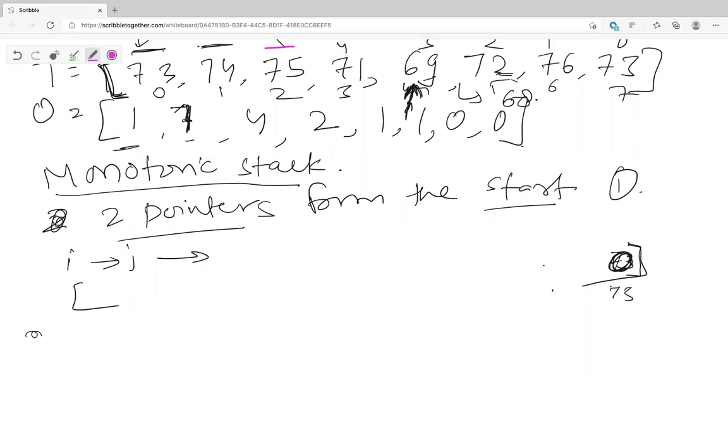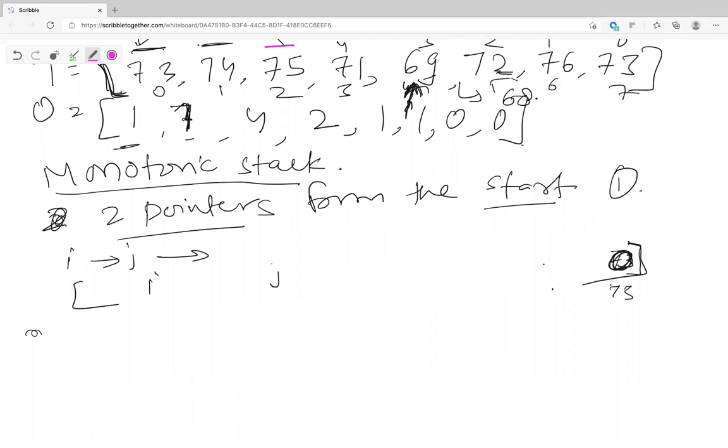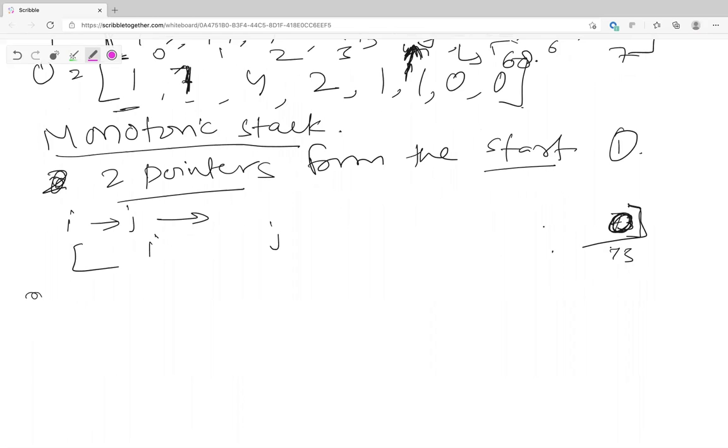So basically this question says that from a particular temperature, you need to find the next higher temperature. So you're looking into the future. The brute force approach did not give you an opportunity to see the future, so there's a different approach in which you look at what already happened. Let's say you have 2 pointers i and j, where i is behind and j is at the front.